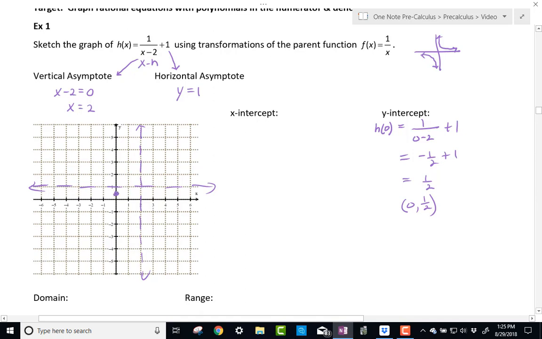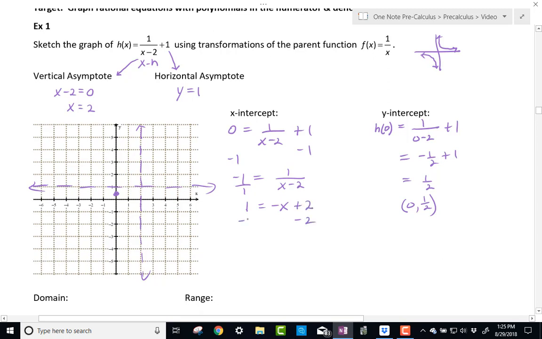I'm going to find my x-intercept next. So we'll do 0 for y equals 1 over x minus 2 plus 1. I'm going to subtract 1 from both sides. Negative 1 equals 1 over x minus 2. I'm going to put the negative 1 over 1 so that I can cross multiply here. 1 times 1 is 1. Negative 1 times x equals negative x. Negative 1 times negative 2 equals positive 2.